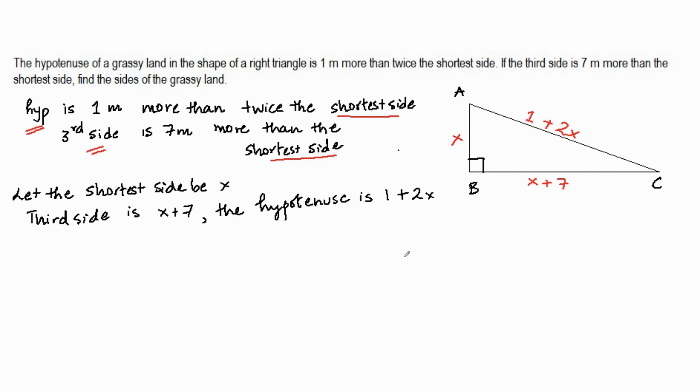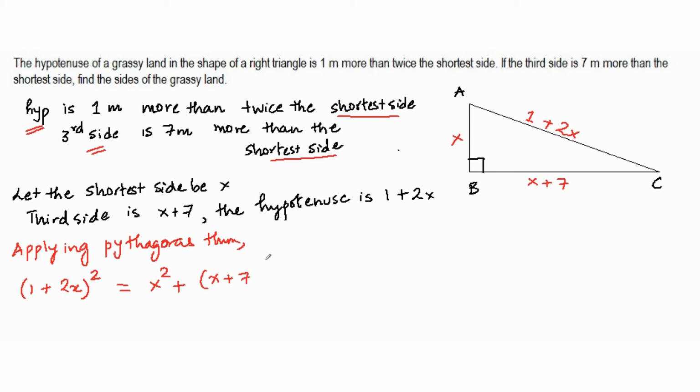And now we need to have an equation which can be framed. What is the relation between these three sides? Now, because this is a right angle triangle, I can definitely apply Pythagoras theorem. So I can say, applying Pythagoras theorem, that (1 plus 2x) the whole square is equal to x square plus (x plus 7) the whole square, right? Hypotenuse square is the sum of squares of the other two sides.